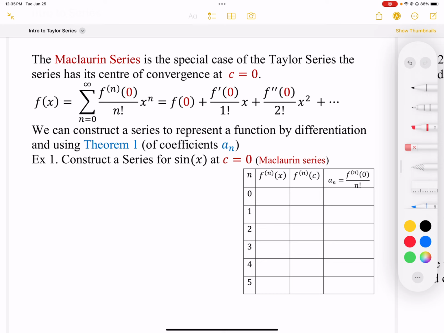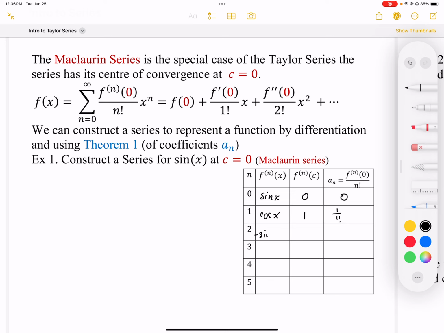So we're going to construct a series for sine x at c equals 0. To do this, we're first going to generate the derivatives. I'm going to start with n equals 0. We end up with sine x. We're going to evaluate it at 0, so our first term is going to be 0 for this one. We differentiate sine to get cos x. Cosine at 0 is going to be 1. So our coefficient is going to be 1 over 1 factorial.